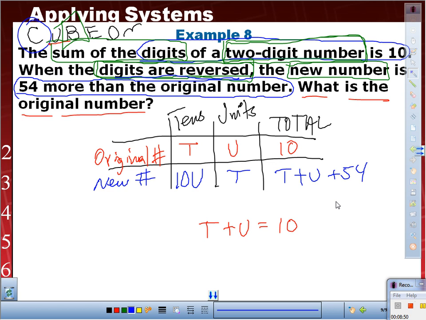Did everybody understand where I got that from? It says the new number is 54 more than the original. The original we said is T plus U, yes? 54 more is plus 54. However, this looks kind of funky with a 10 on the 10th digit. So that the entire equation is in the same terms, I'm going to put 10 also for the 10th digit of this one. Now let's write our equation. 10U plus T equals 10T plus U plus 54.